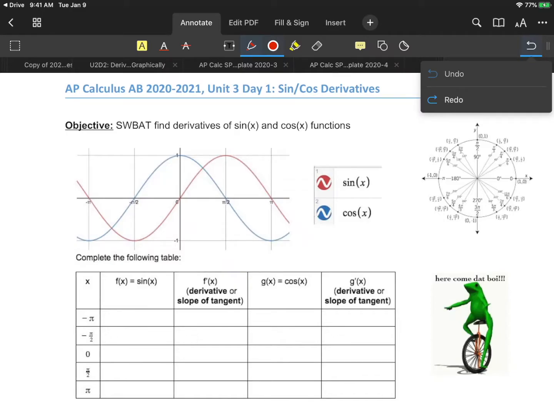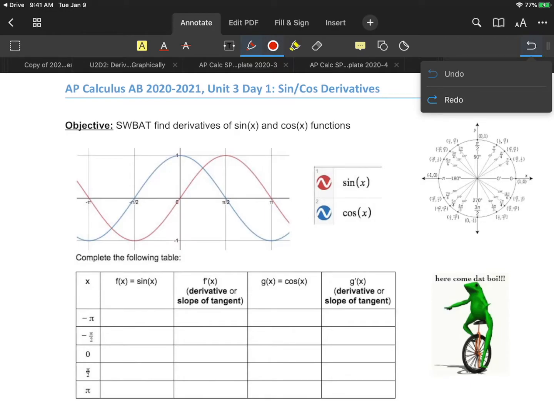All right, here we go. Unit 3, Day 1, sine and cosine derivatives. We're going to look at what these derivatives are by examining the functions for sine and cosine, along with the unit circle, to intuit how we would find the derivatives of the sine and cosine functions. The result ends up being pretty neat.